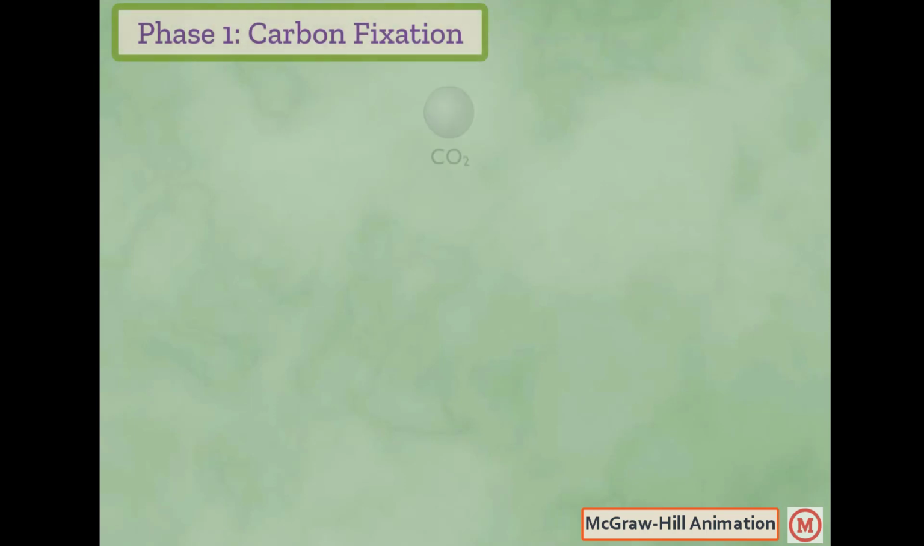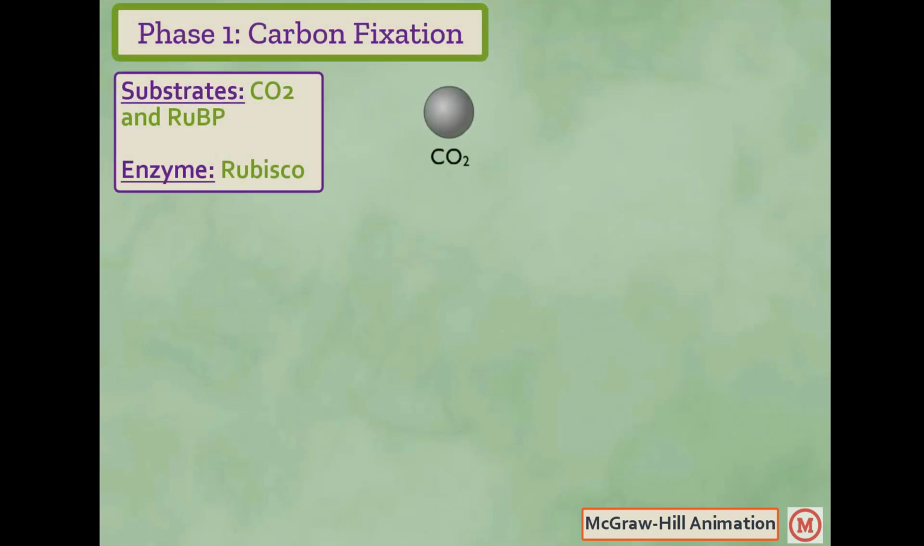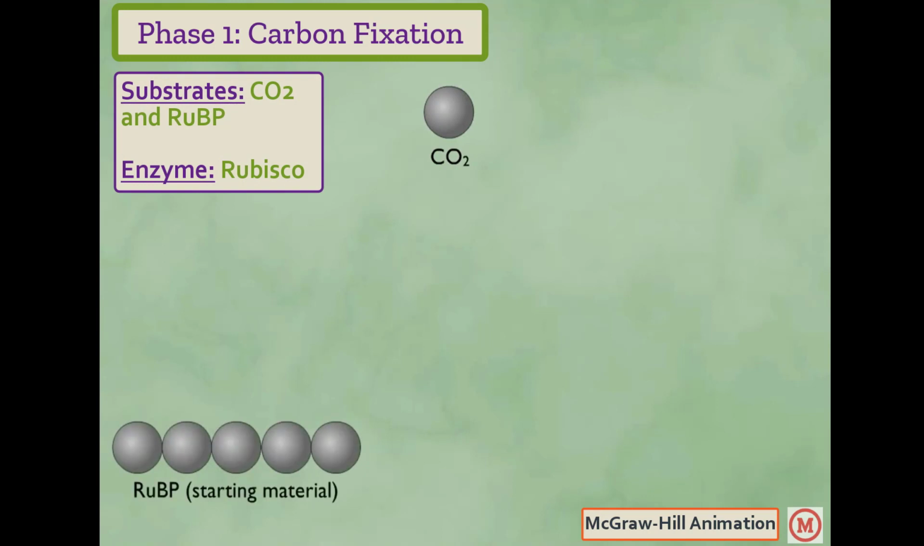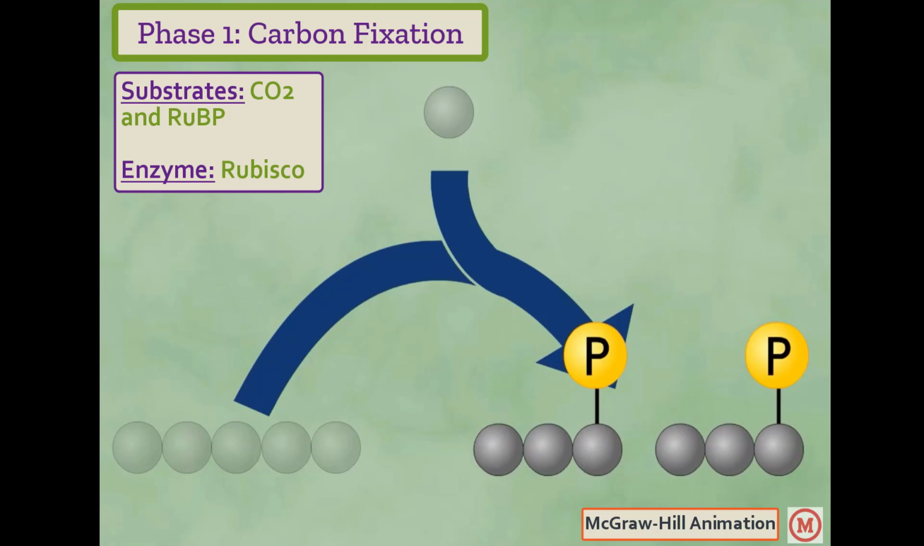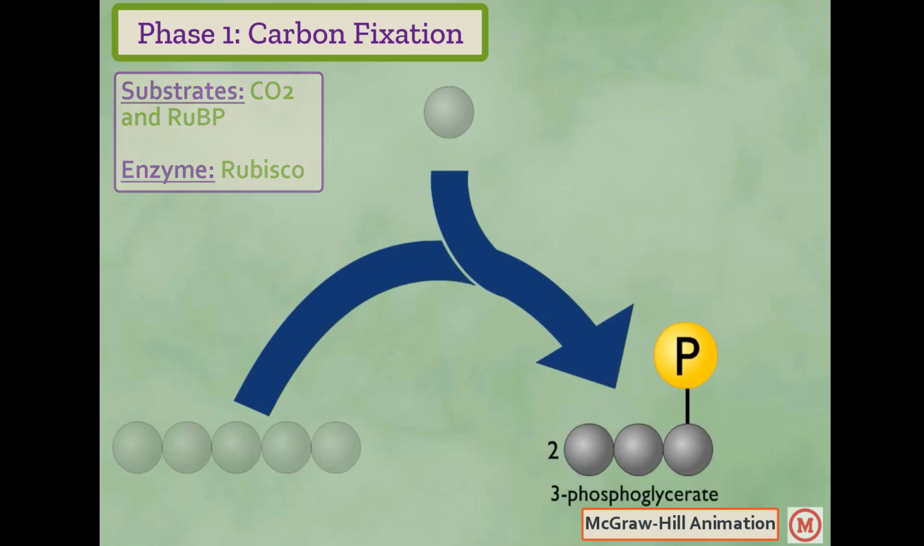During the Calvin cycle, carbon dioxide, CO2, is added to a 5-carbon molecule called RuBP. The resulting 6-carbon molecule is unstable and quickly splits into 2 3-carbon molecules called 3-phosphoglycerate.